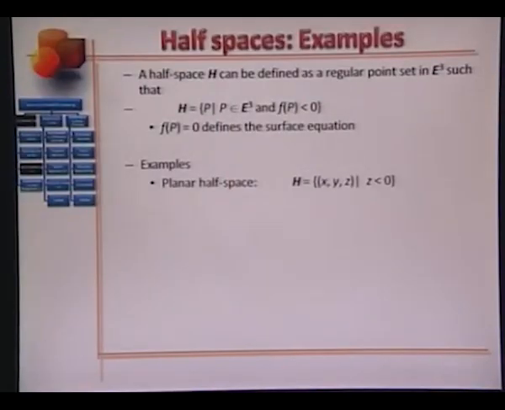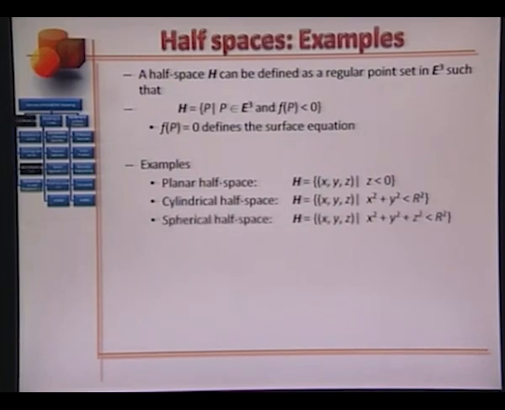It is a set of all points in the 4 lower quadrants of the Euclidean space for which all the z values are smaller than 0. Example 2, a cylindrical half space, a set of all points which lie within the cylinder defined by the equation x squared plus y squared is smaller than the radius of the cylinder squared.